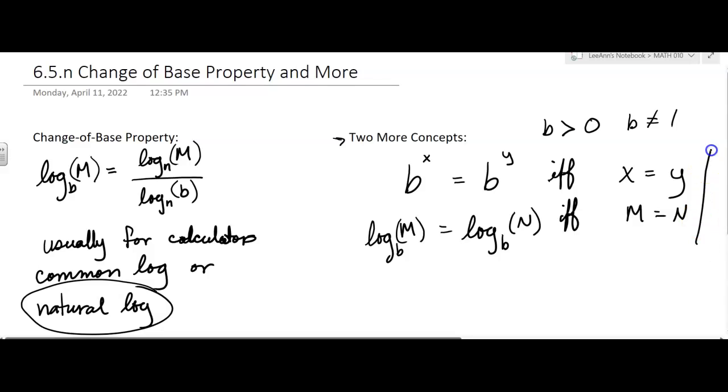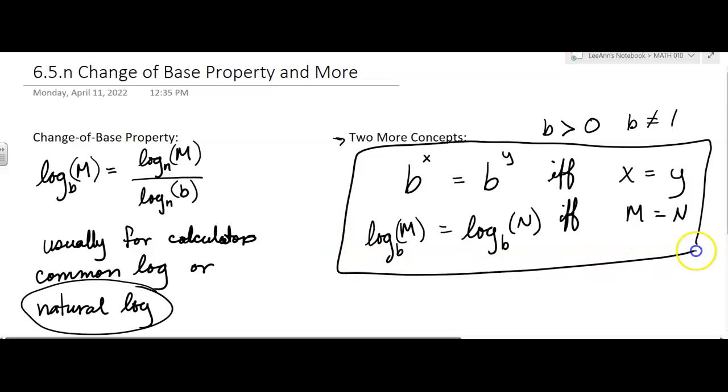These two ideas are really helpful for us, but not so much in this section, later on in another section when we do equations. But it just says, if you've got a logarithm and the two logarithms are equal and the bases are the same, well, then the arguments have to be the same. Okay, so those are those concepts.